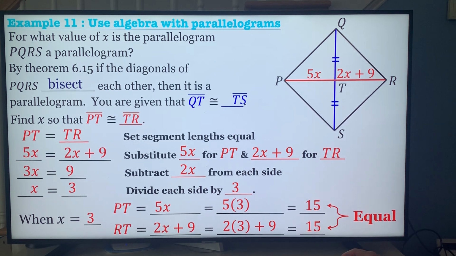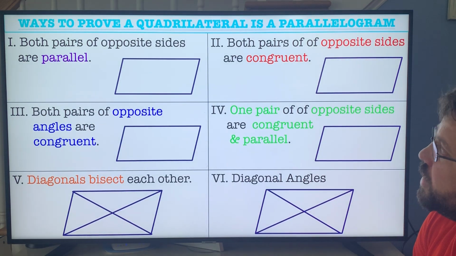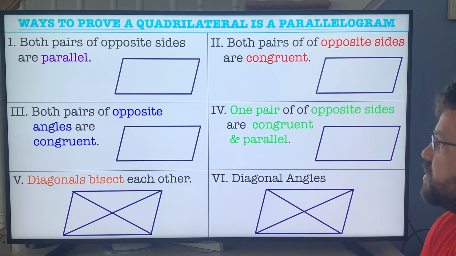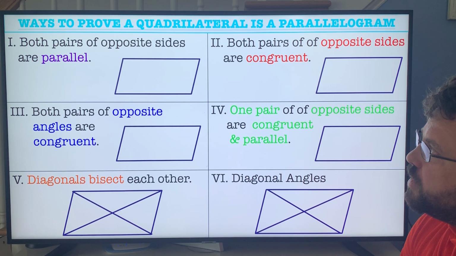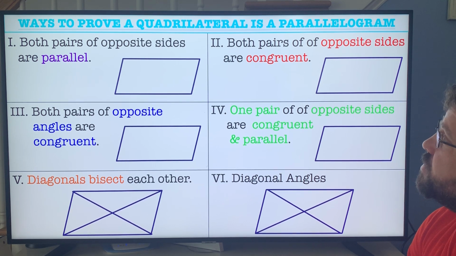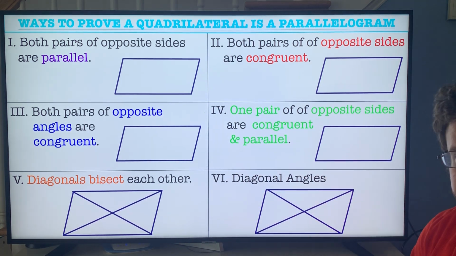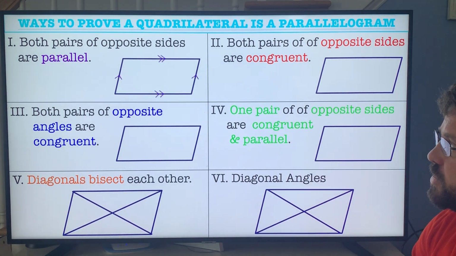All right, we all good? Awesome, awesome, awesome. Let's move on. Now, here's the way. I've made a little chart here, and I think this should help everyone. So, how to prove a quadrilateral is a parallelogram. Number 1, both pairs of opposite sides are parallel. So, why don't you draw the little symbols there? All right, you should draw arrows.